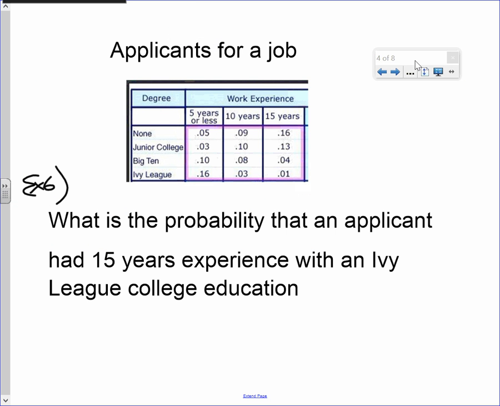This is a probability table. I'll write example 6, and next to example 6, put C video, because I don't want you to copy this table down. This table will be accessible to you on the video that I'm recording, so you don't have to copy the table down. Just on your notes, put C video. Instead of copying the table, just copy down the question. What is the probability that an applicant had 15 years experience with an Ivy League college education?